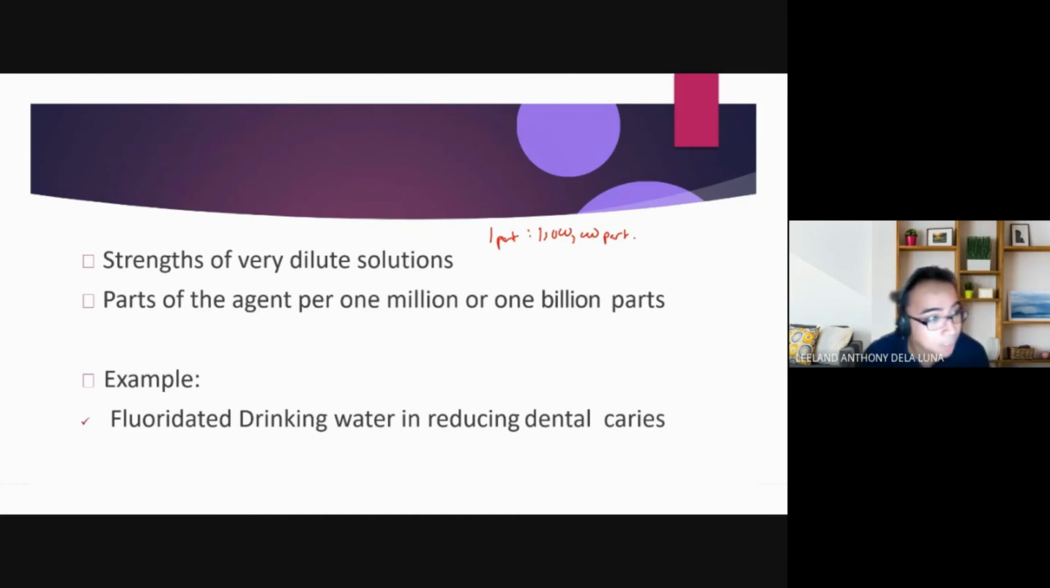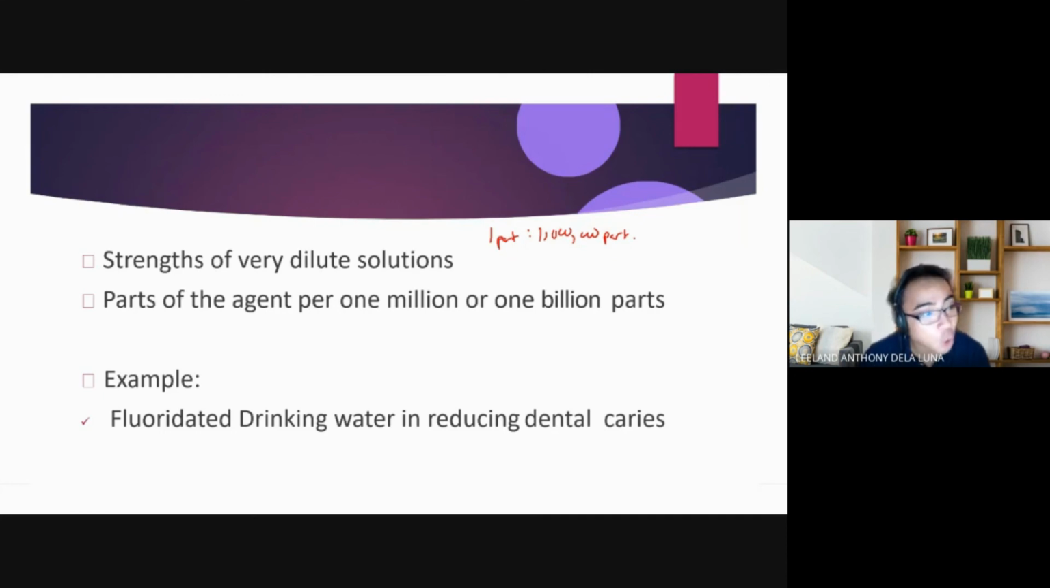Another example, class, would be the amount of fluorine you are drinking in a tap water. Okay, so hindi naman pwedeng mataas yung fluoride content nun. Okay, if I'm not mistaken, class, dati nangyari ito sa Cavite. Okay, wherein sobrang taas ng fluorine content ng tubig sa Cavite noon. Kaya ang nangyari, class, nagmotling yung mga ngipin ng mga bata. Yung parang chalky yung itsura ng kanilang teeth.